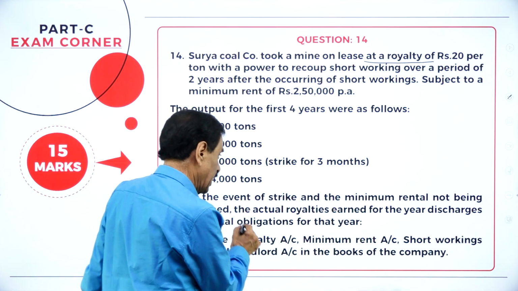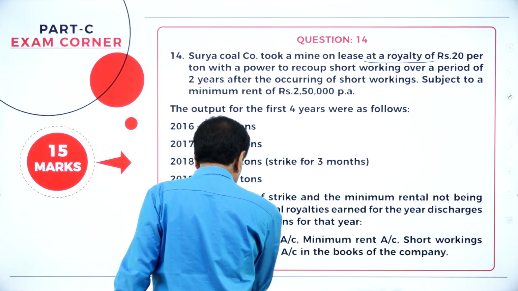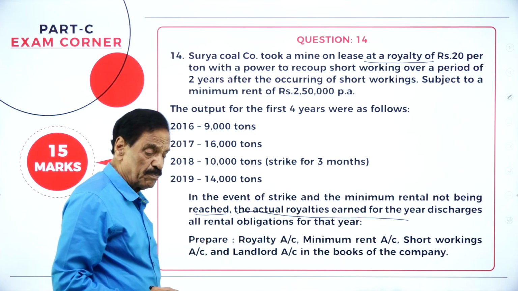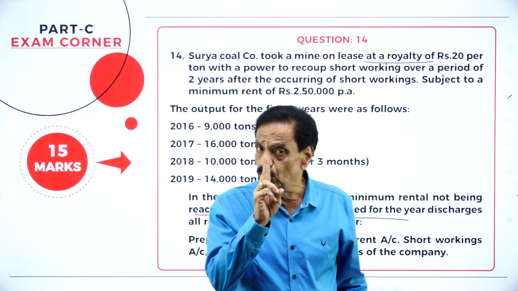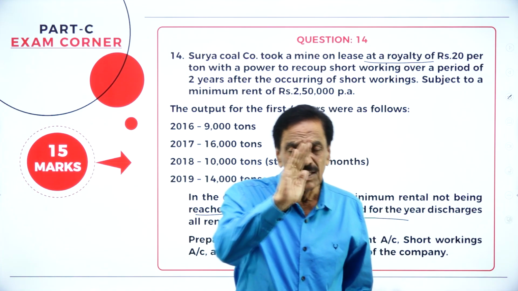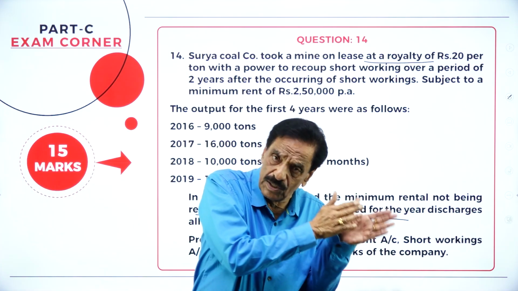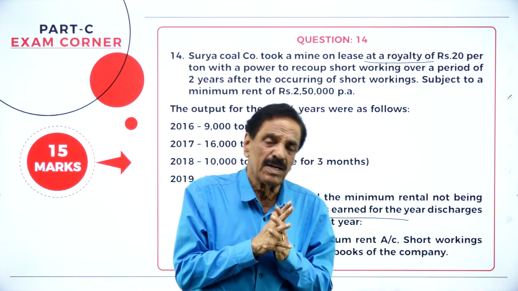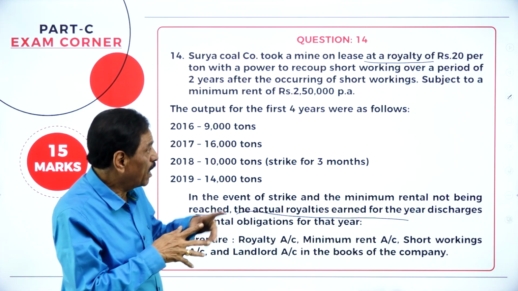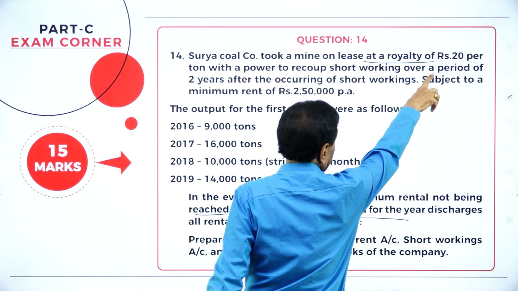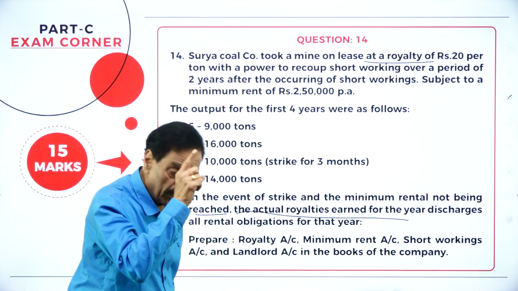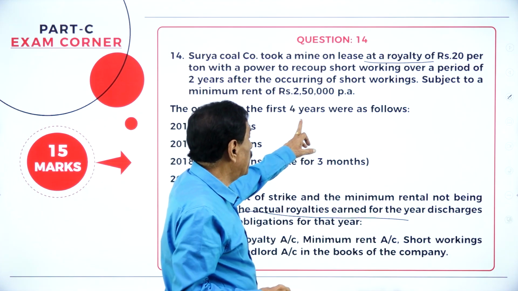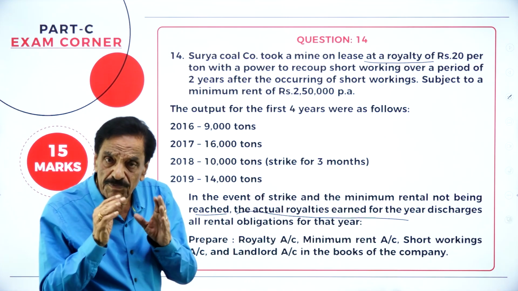In the event of strike and the minimum rental not being reached, the actual royalty earned for that year discharges the rental obligation. So, in a royalty, there are 2 parties. One is called the lessor, another is called the lessee. Lessor is the owner. Lessee is a utilizer of the land. So here, every year, he took a mine on lease at 20 per ton. If 1 ton is raised, he has to pay how much money? 20 rupees per ton with a minimum rent of 2,50,000 if the royalty is less.